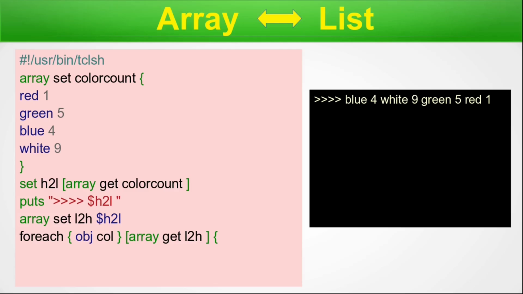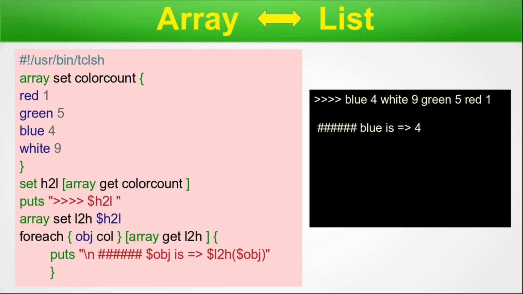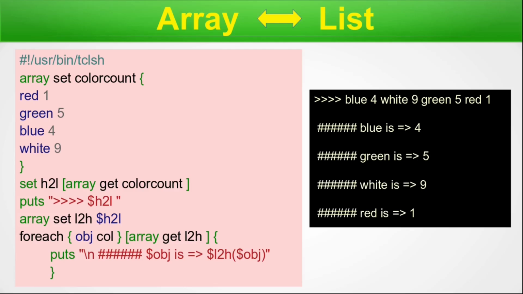Like previously, we are using the two variables, object and color, and we are using the array get command to get L2H, and we are iterating on them and echoing them like this. Okay, and we are closing it. Once we execute this foreach loop, what will happen? The key value pairs will be printed. So let's see: the first one is correct, the second is also correct, the third is correct and the fourth is correct.